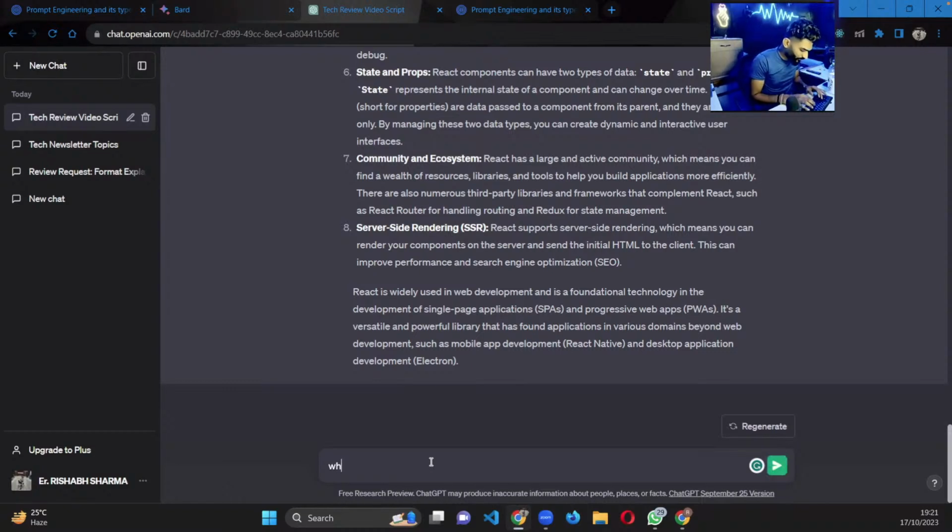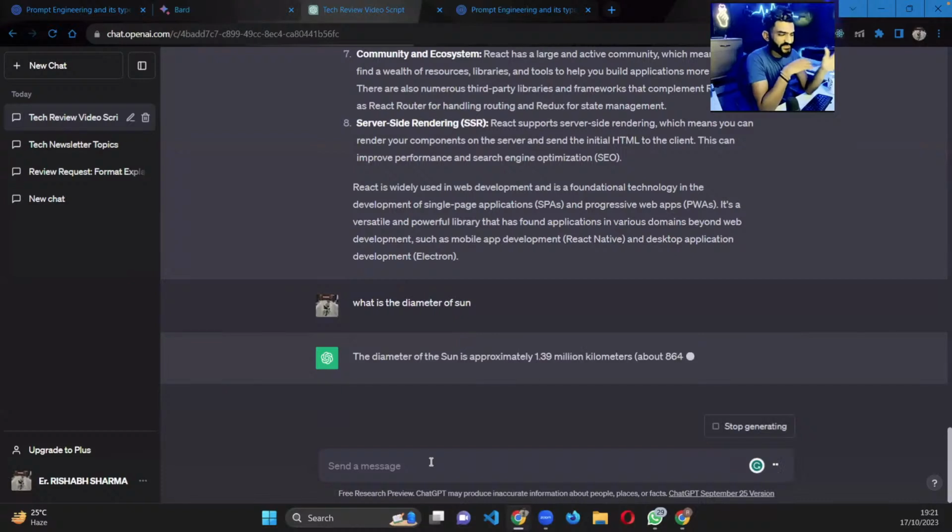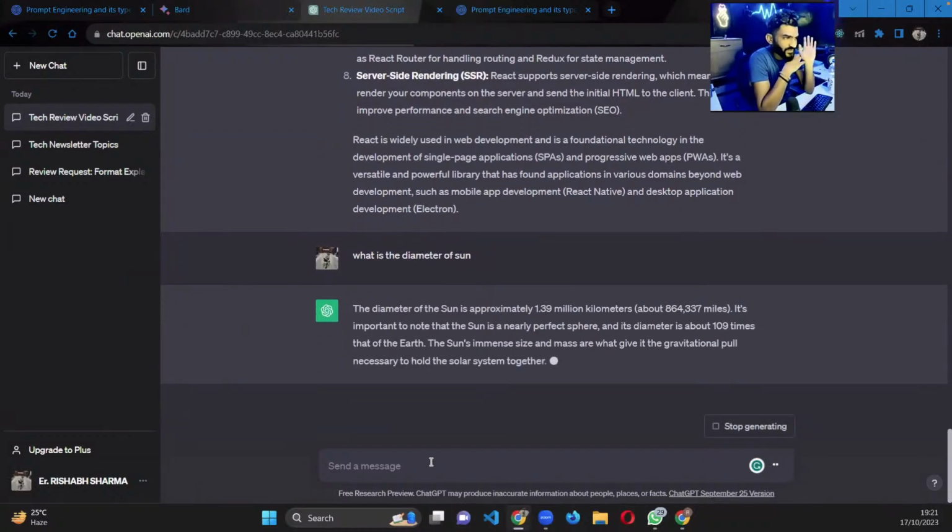So what is the diameter of the sun? This is zero shot prompting. So yes, it has given me that the diameter of the sun is approximately this value, and it is important to note something like that. It has directly given me the output.